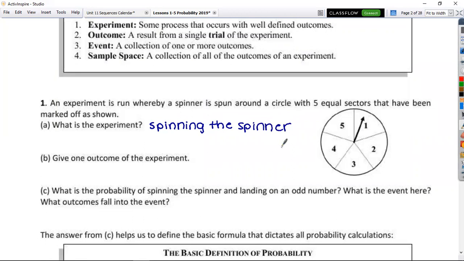Then you are asked, what is one outcome of the experiment? So we'll pick a number. Which one do you like? 3. So I'm going to say landing on a 3. Landing on 3. Nice, simple, and easy so far.